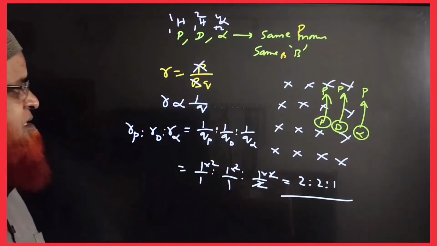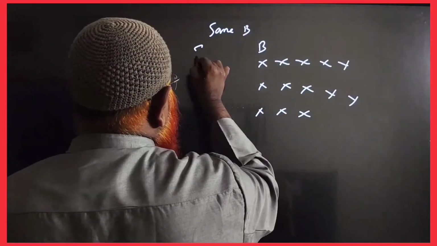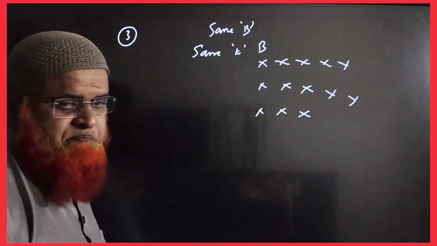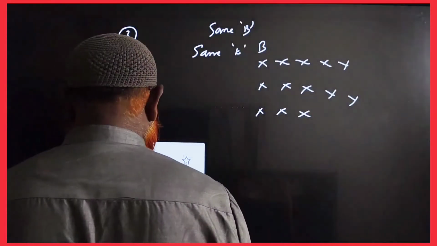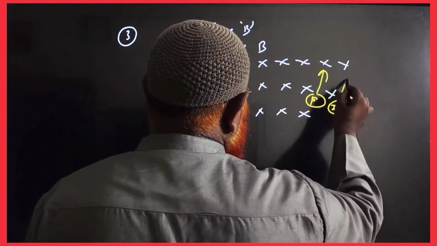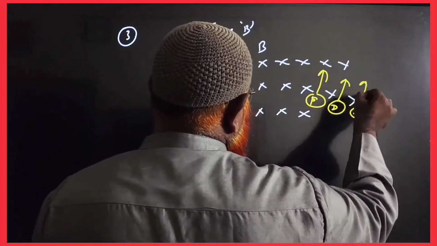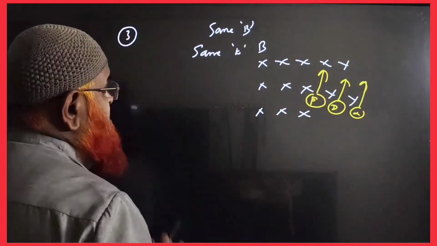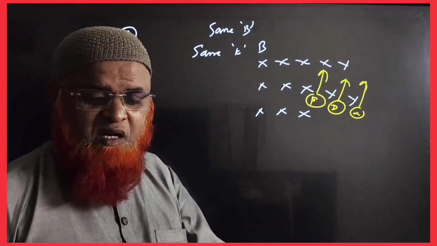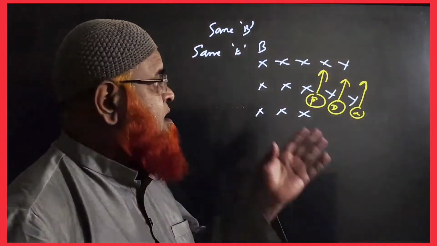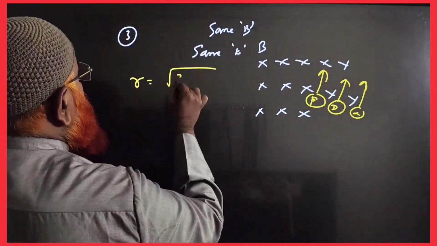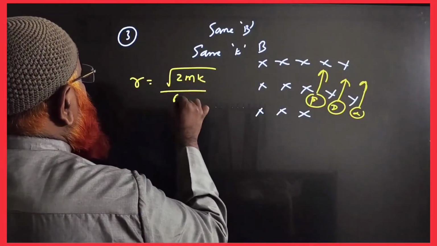Now this is the second model of problem. Same B, first condition, and same kinetic energy now, same K. In this, what are the things happening? Proton is entering, deuterium is also entering, and alpha particle is also entering in the same magnetic field with the same kinetic energy. Then we have to consider the formula in which kinetic energy is present and magnetic field is present. What is that formula? R is equal to square root of 2mK by Bq.